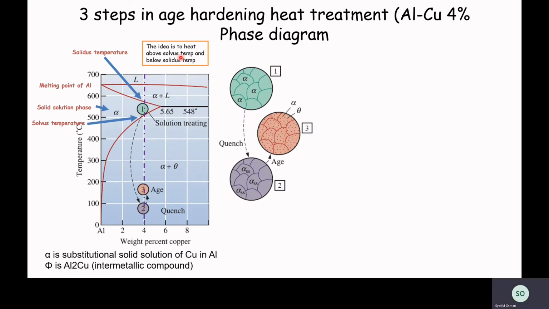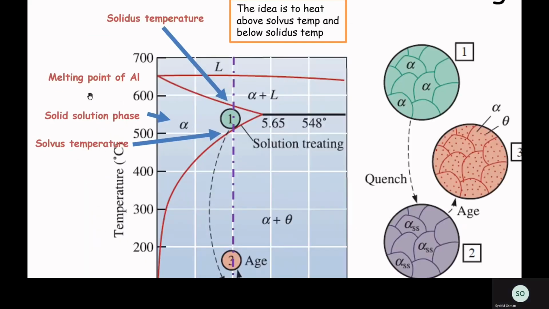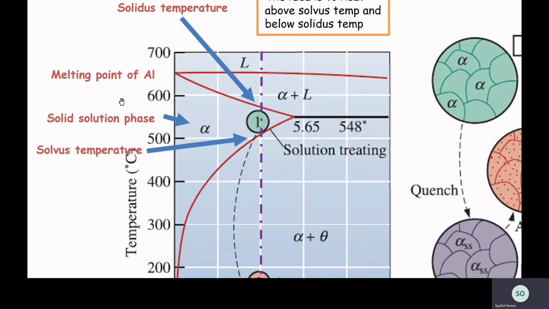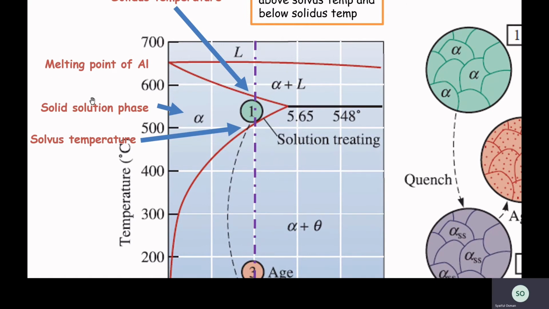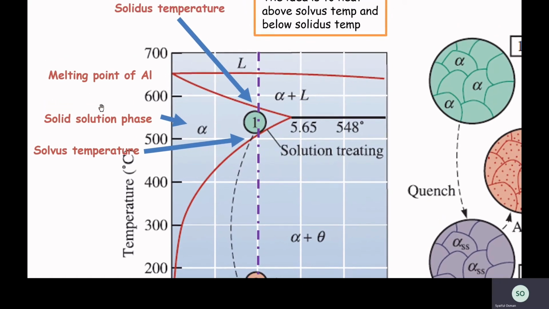So there are three steps that are involved. First is solution treatment, quenching, and aging. In solution treatment, the alloy is solution treated between 500 to 548 degrees Celsius. And here, the alloy is first heated above the solvus temperature, and we hold it until we get a homogeneous solid solution.